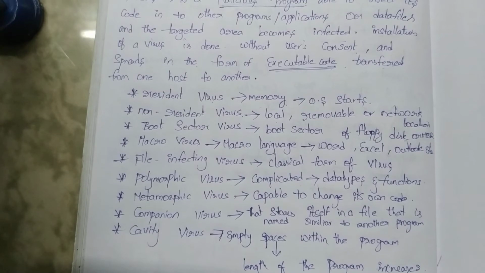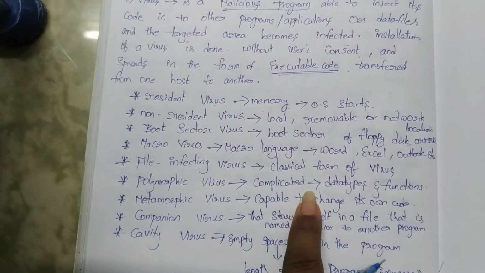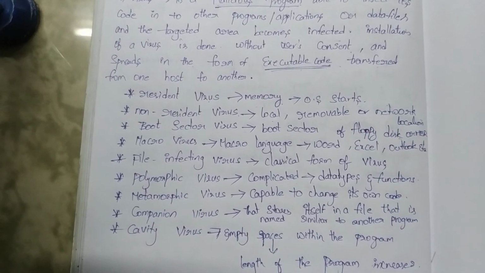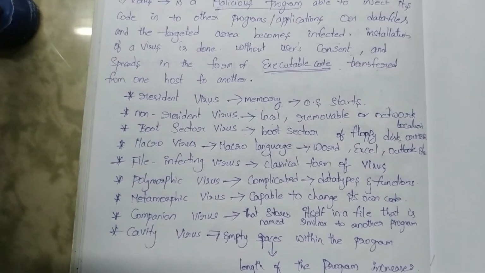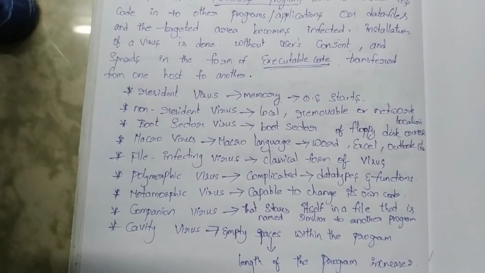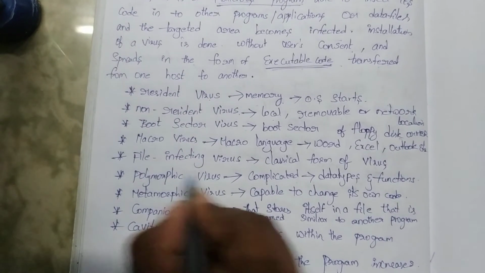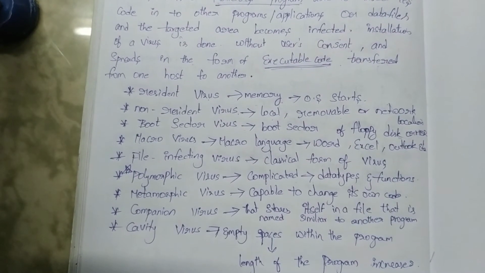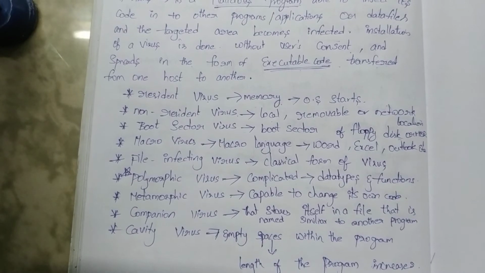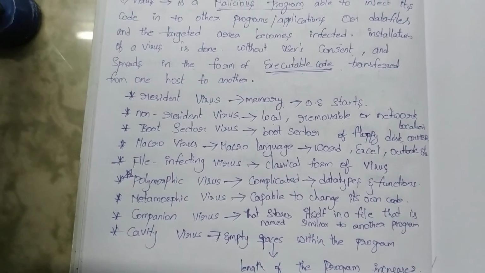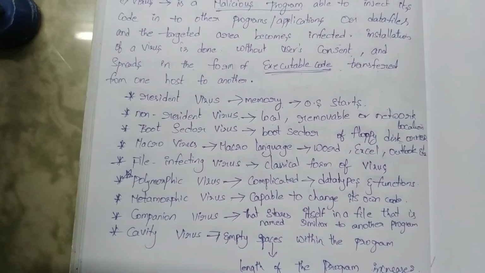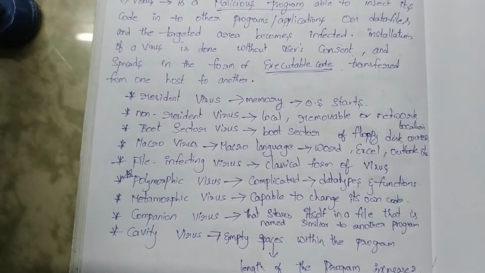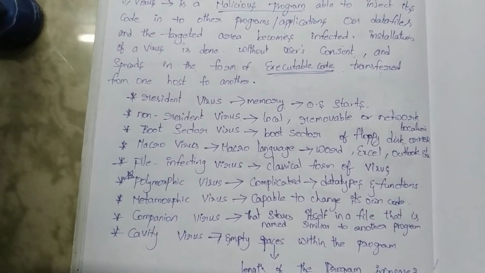The next one is polymorphic virus. It is a complicated type of virus that affects the data types and functions. It is a self-encrypting virus. This polymorphic virus is very complicated because it is self-encrypting and designed to avoid detection by a scanner. It can't be detected easily using a scanner, which means it can change from one place to another and so on.